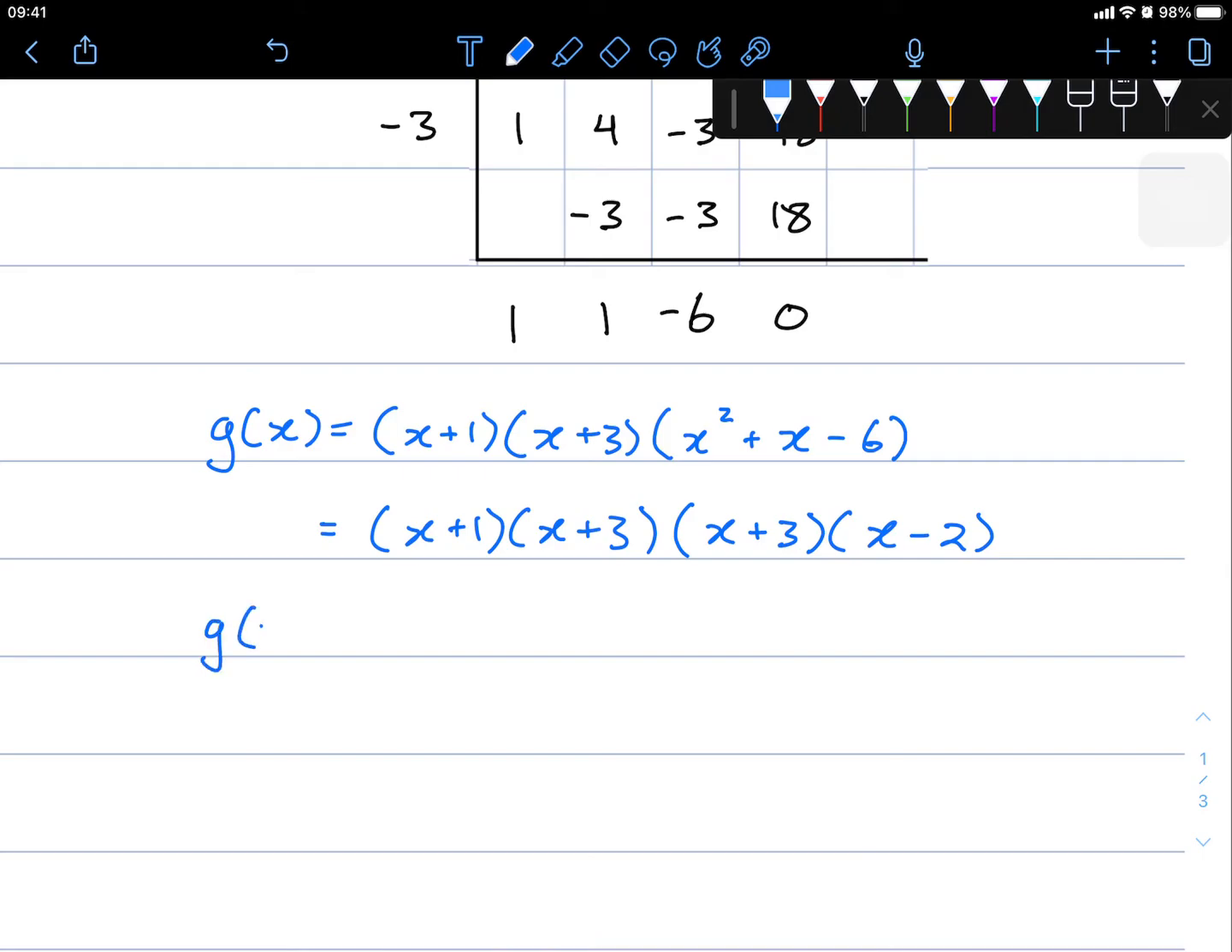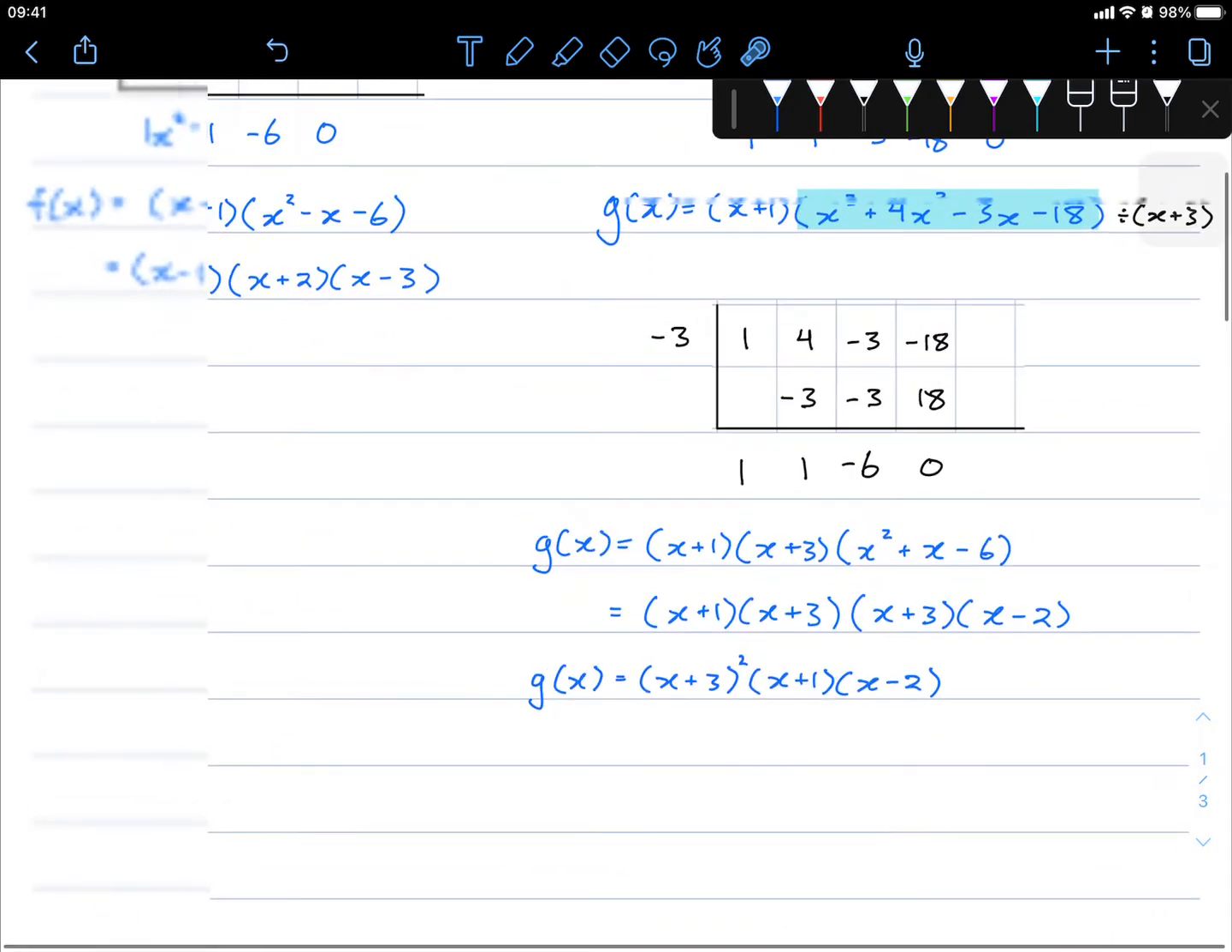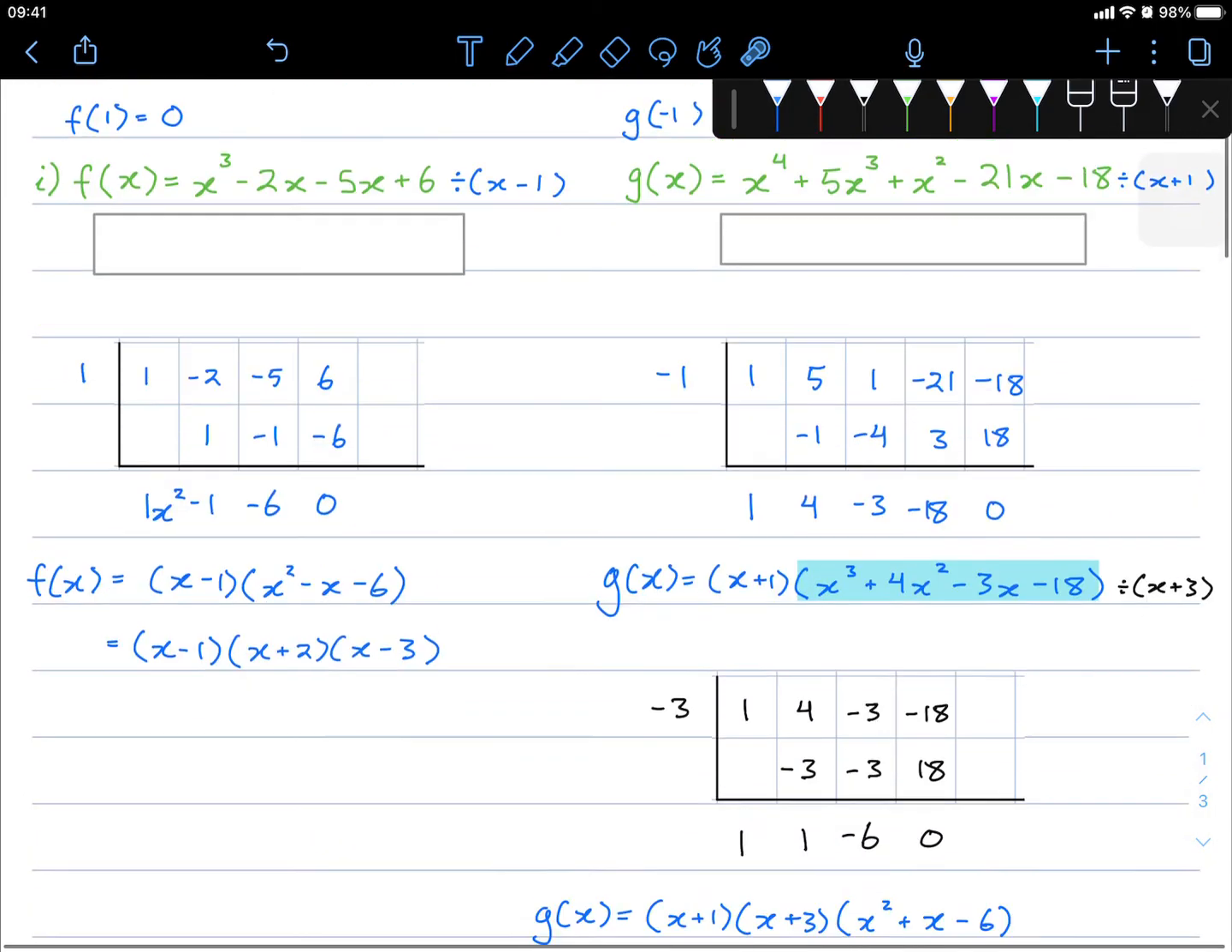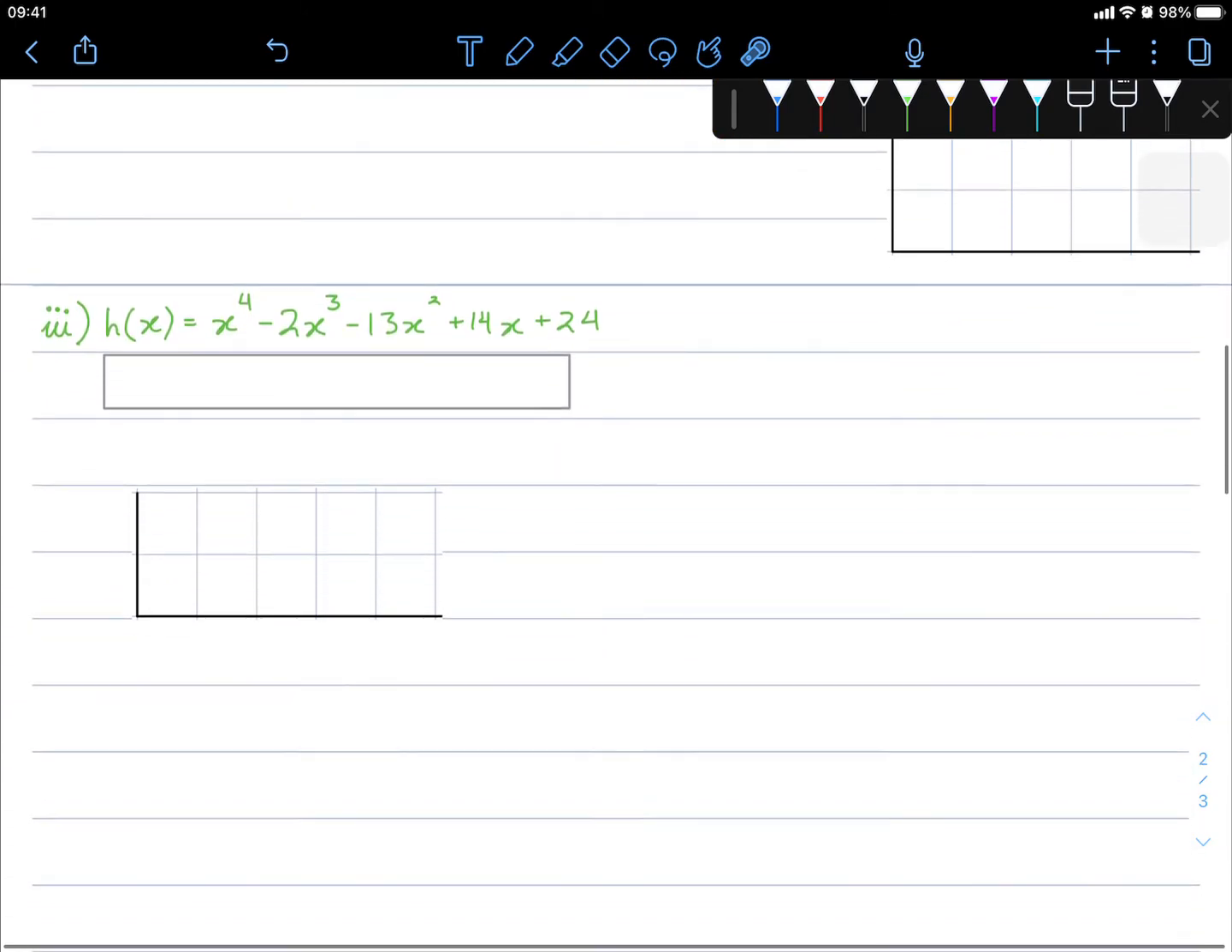If we want to make it even neater, I can see that these two are a repeated root, or a double root, which we can write as x plus 3 all squared, x plus 1, x minus 2. And that there is g of x fully factored. Now that you've seen that, you can try the last one yourself.